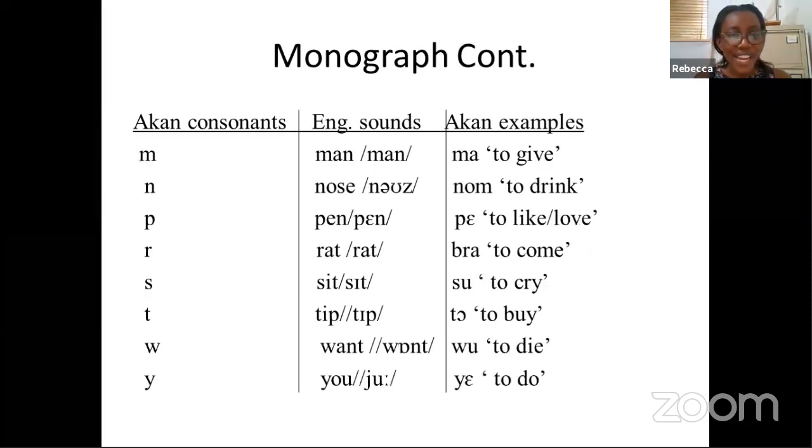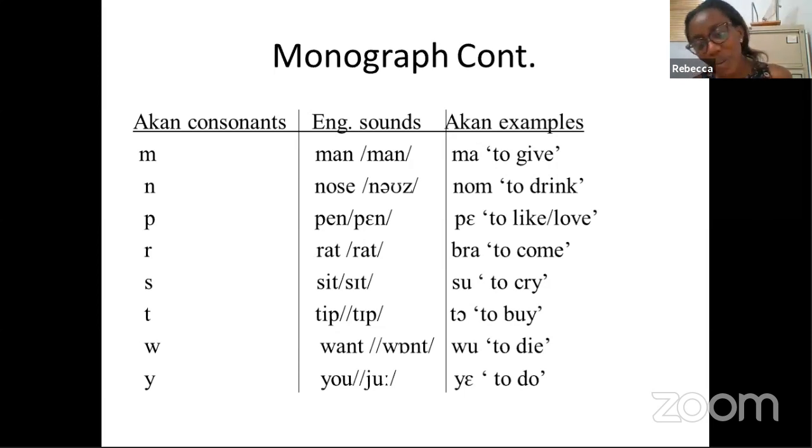Good. Now let's continue with the monographs. So with that we have the m sound in man, the n sound in nose, num. In pen, the p sound in pen, we have that in Akan as well. So we have pe, which means to love or to like. The r sound in rat, we have that same sound as bra, come. The sound in sit, so we have sum. Then we have the t in tip.